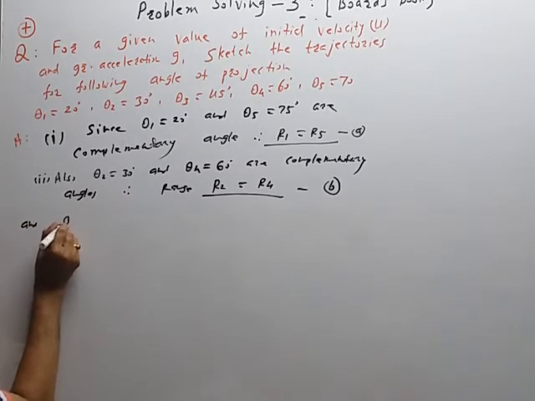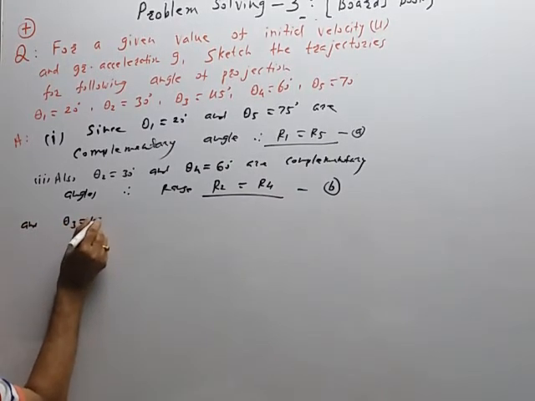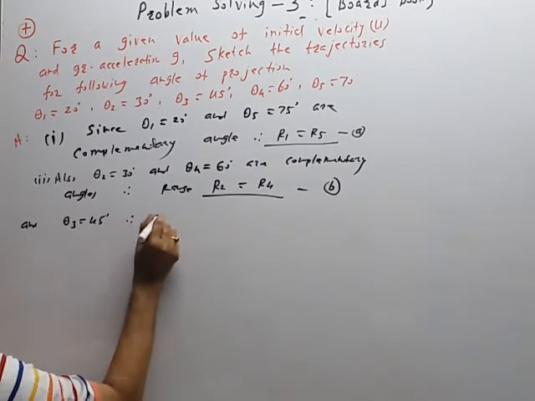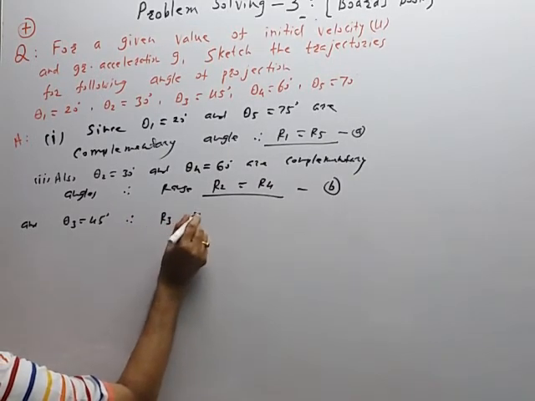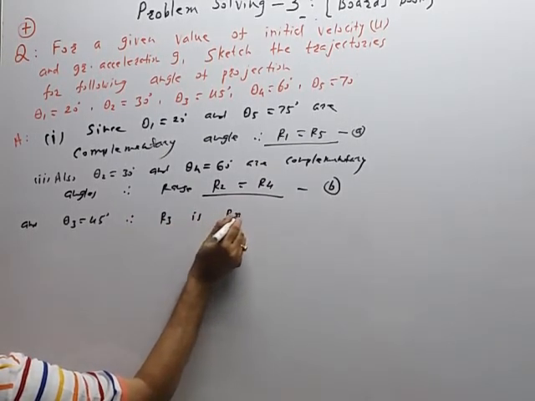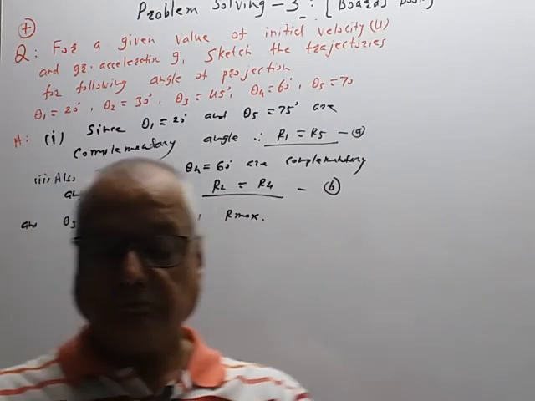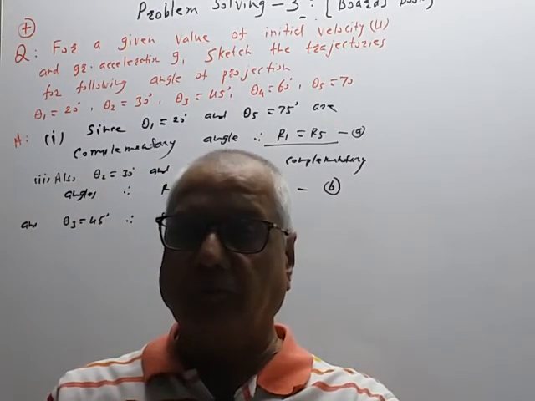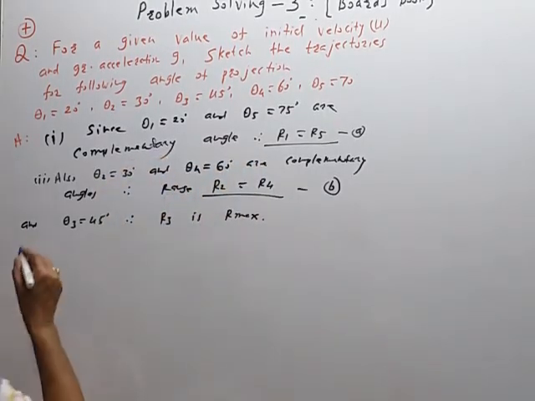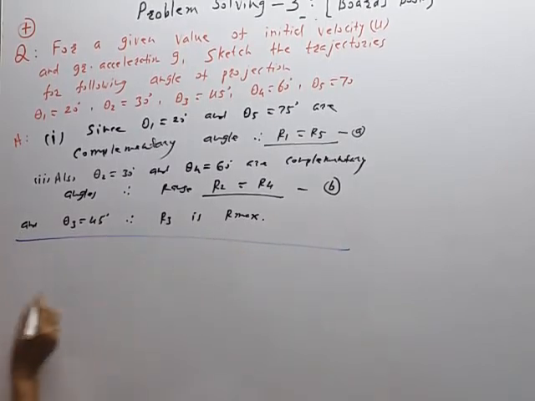And theta 3 is equal to 45 degree. Therefore, R3 is R max. So these are the conclusions about the range. Now, the second set of conclusions is like this.